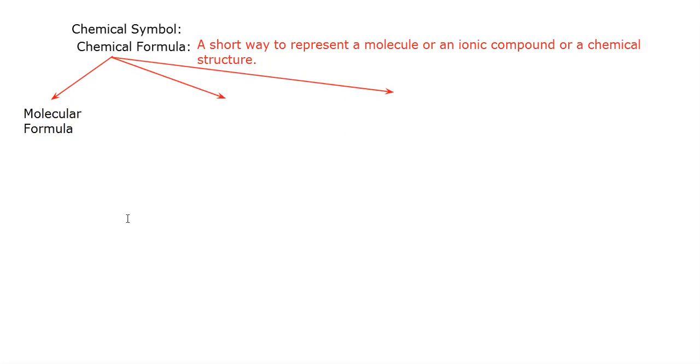I'm just going to give one example here and you will clear your concept. Let's take the molecular formula of glucose. I'm highlighting it in this color. What is the formula of glucose? The formula of glucose is C6H12O6.